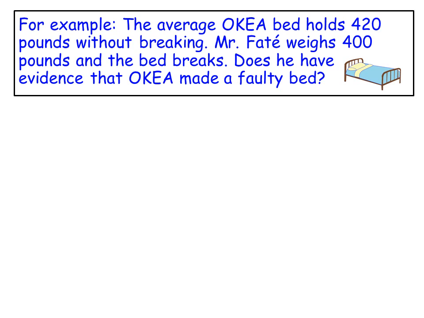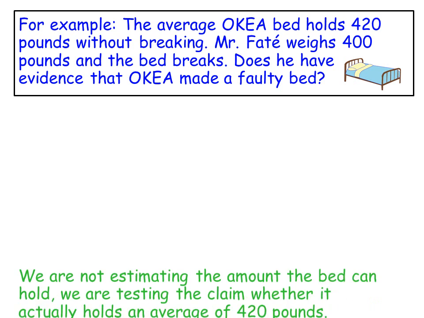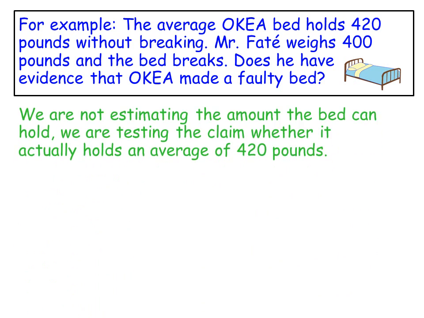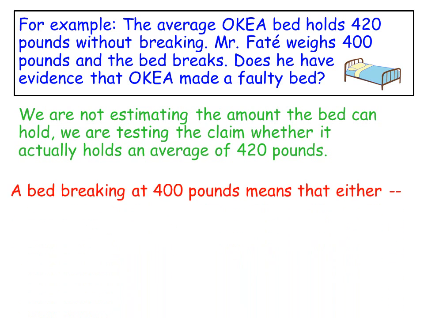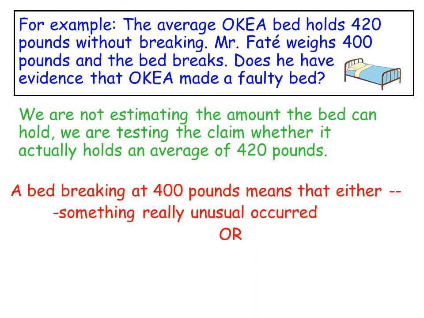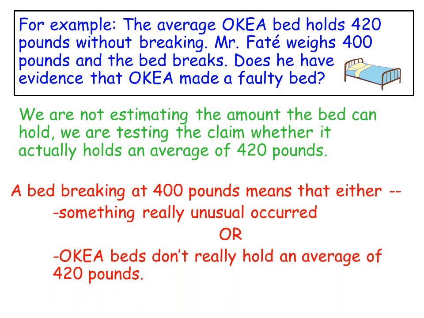For example, the average Ikea bed holds 420 pounds without breaking. Mr. Fateh weighs 400 pounds and the bed breaks. Does he have evidence that Ikea made a faulty bed? We're not estimating the amount the bed can hold, we are testing the claim whether it actually holds an average of 420 pounds. A bed breaking at 400 pounds means that either something really unusual occurred, or Ikea beds don't really hold an average of 420 pounds.